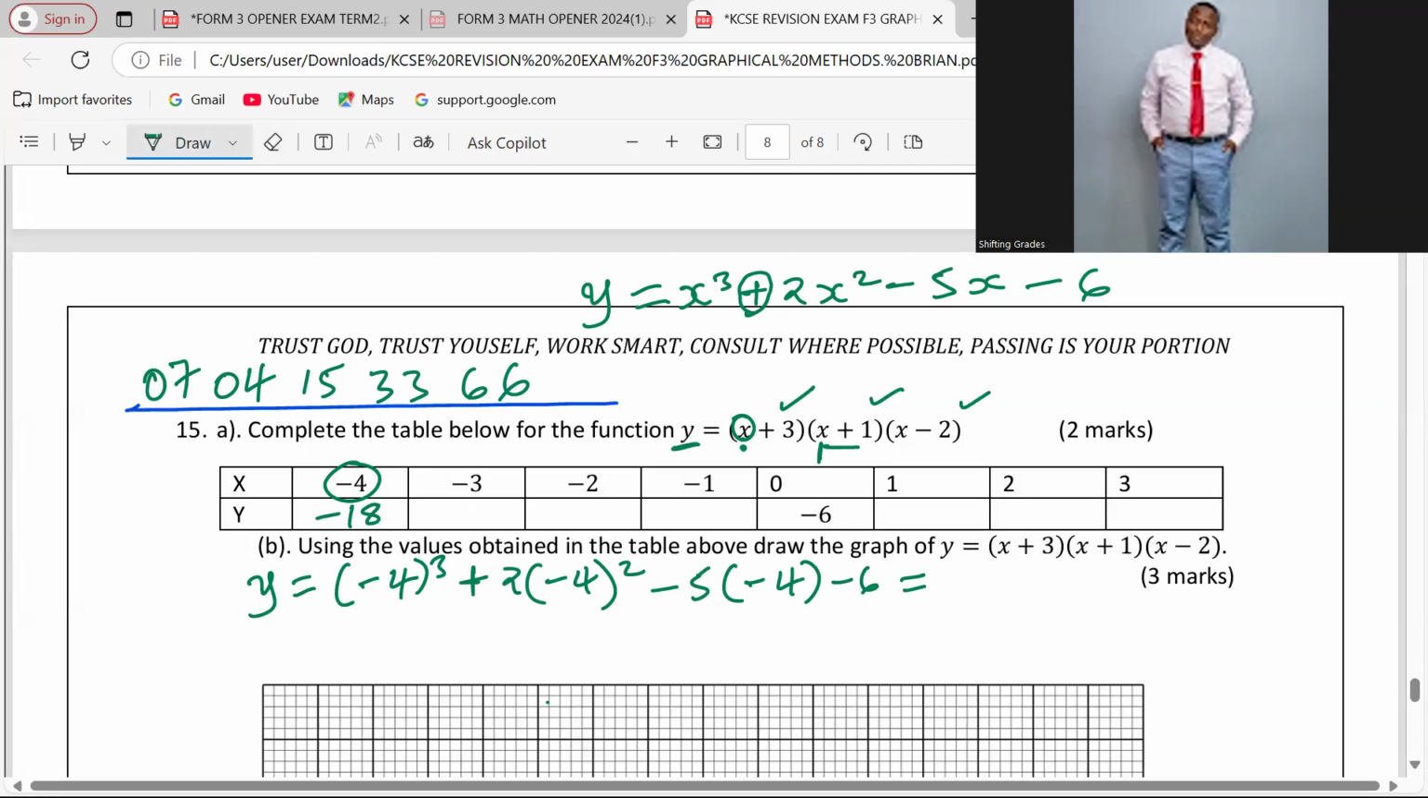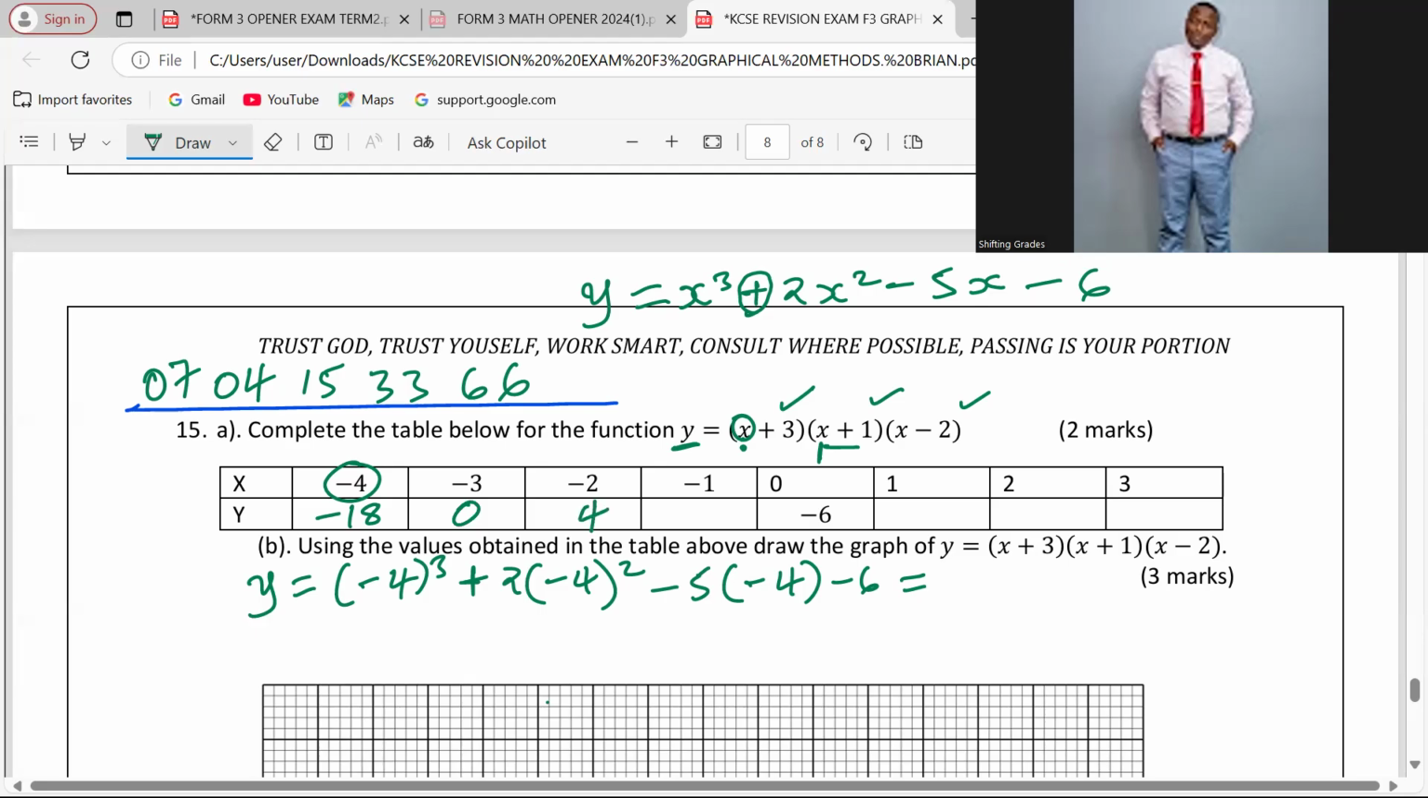I begin with negative 3 power 3, plus 2 into negative 3 squared, minus 5 into negative 3, then minus 6. I'm getting exactly 0. At negative 2, I begin with negative 2 power 3 plus 2 into negative 2 squared, minus 5 into negative 2 minus 6. I'm getting positive 4. Let's continue.